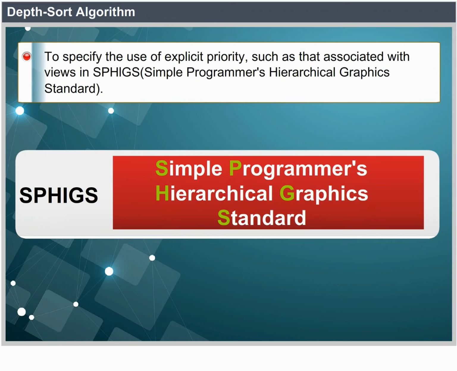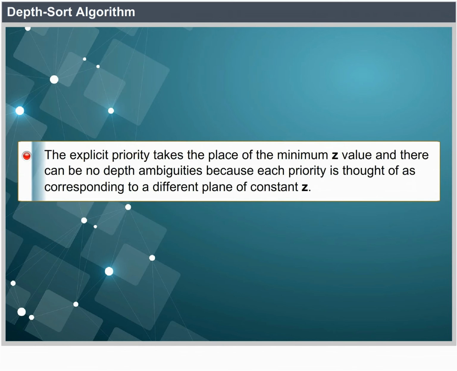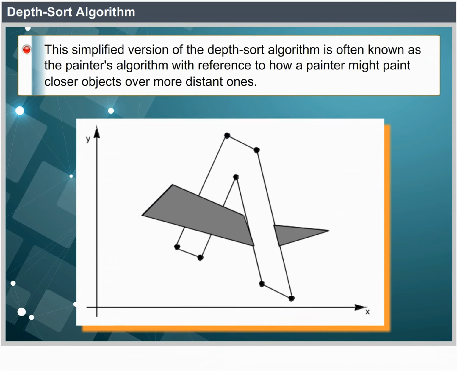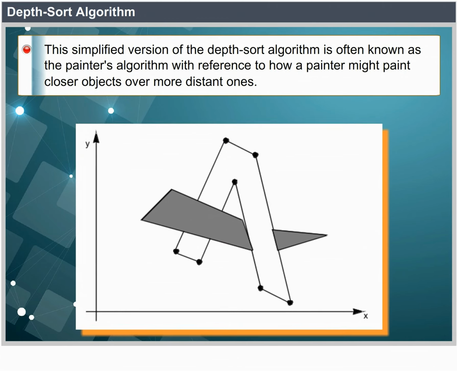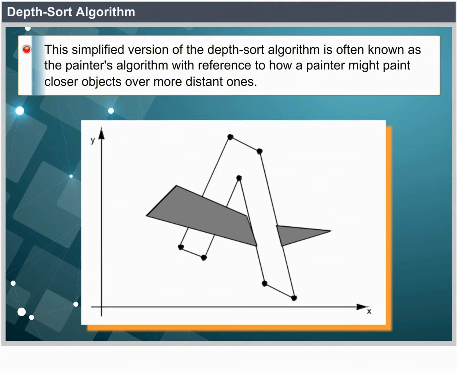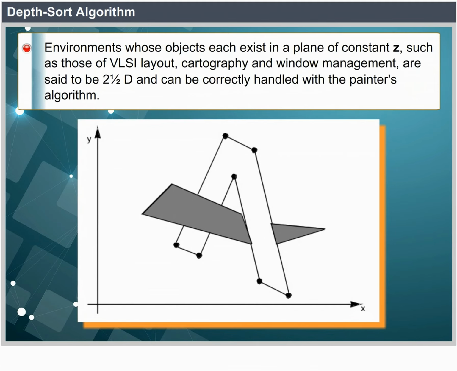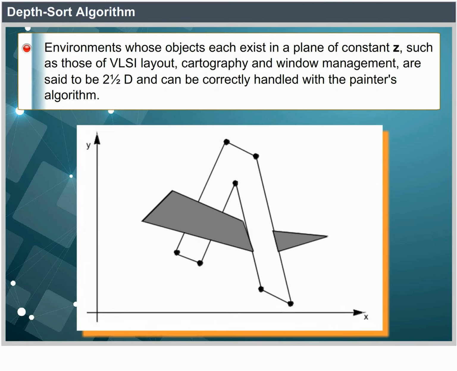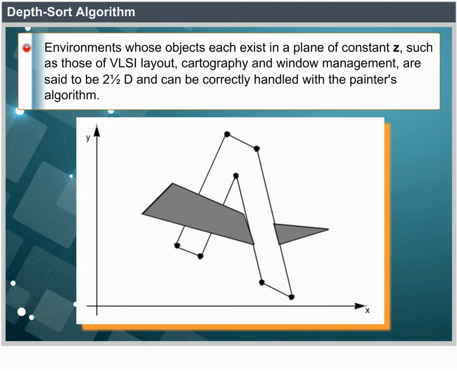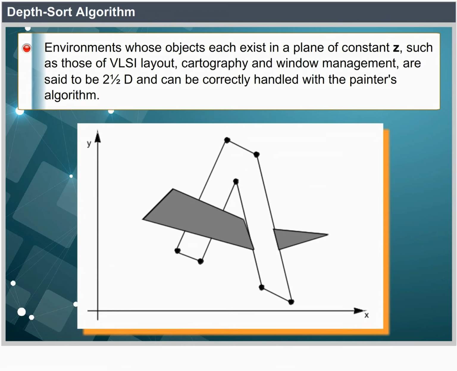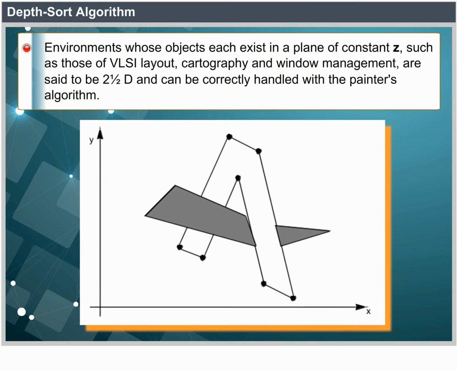Consider the use of explicit priority, such as that associated with use in SPHIGS, Simple Programmer's Hierarchical Graphics Standard. The explicit priority takes the place of the minimum z value, and there can be no depth ambiguities because each priority is thought of as corresponding to a different plane of constant z. This simplified version of the depth sort algorithm is often known as the painter's algorithm, in reference to how a painter might paint closer objects over more distant ones. Environments whose objects each exist in a plane of constant z, such as those of VLSI layout, cartography and window management, are said to be 2.5D and can be correctly handled with the painter's algorithm.